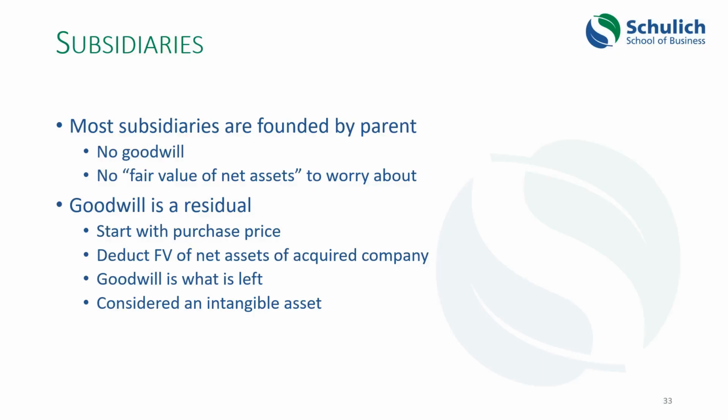So the idea here is that you've got a subsidiary of some kind. Now, oftentimes a subsidiary, in fact, most of the subsidiaries that exist in the world were actually founded by the parent company, right? So a company decides to expand its operations from Canada into the United States, it sets up an American subsidiary. So it owns 100% of it. In that case, there's no goodwill whatsoever. Basically, it is an extension of the company, so there's no concern about what the fair value of those net assets and so forth is that you have to worry about in a regular consolidation.